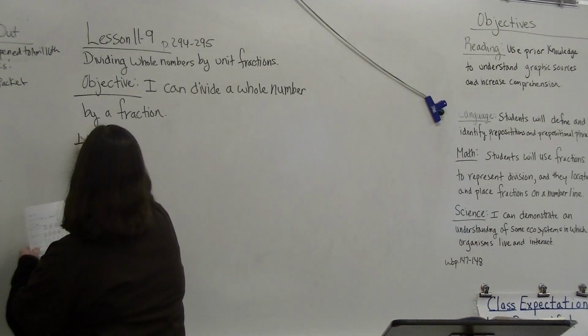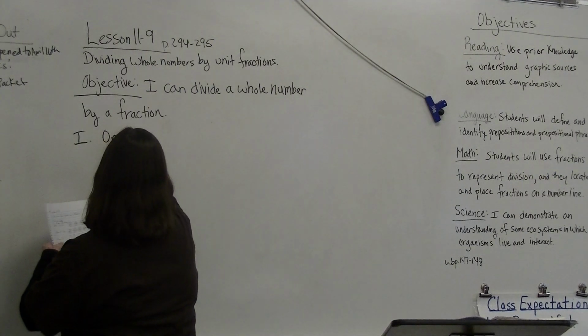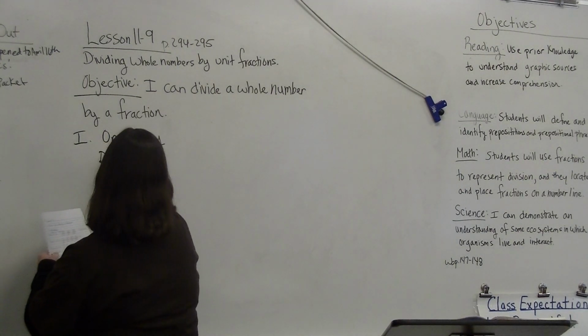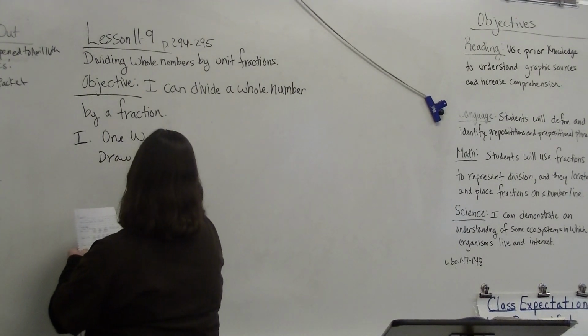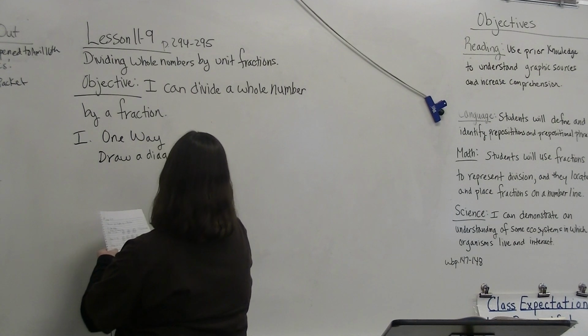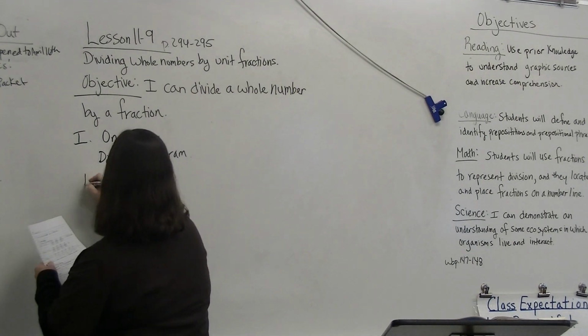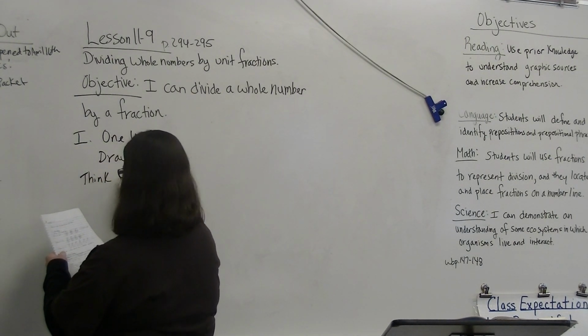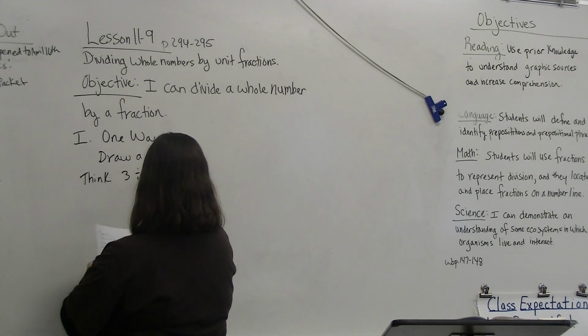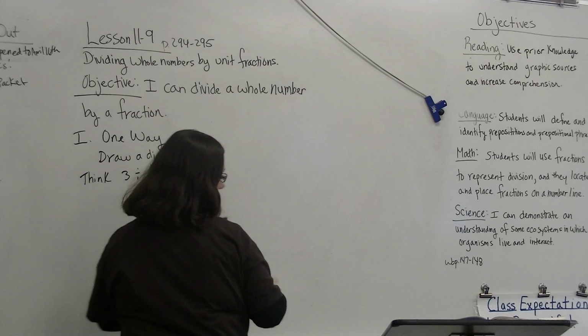So put Roman numeral 1, please, and put one way. Underneath your one way, list to draw a diagram. Okay, put underneath there the little expression that they also had in your book, which is think 3 divided by 1/4.